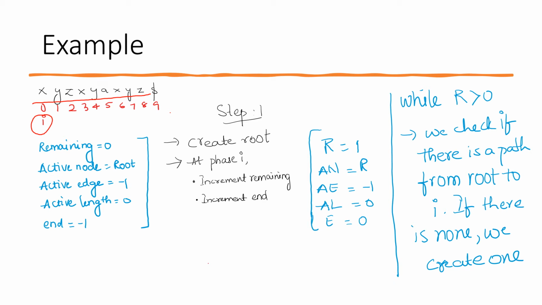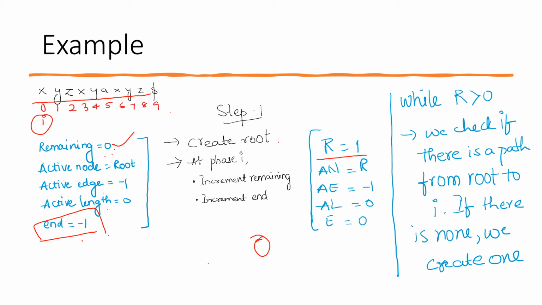We'll start at the ith phase. Remaining helps us keep track of how many more suffixes are left for us to draw, the suffixes which are still left to be created. Active node, active edge, and active length are already discussed. End is the global end, which is also already discussed. Global end will help us finish the rule 1 extension in less time and free of cost, so we use global end for this. First we'll create a root, and at phase 1, we'll increment remaining by 1.